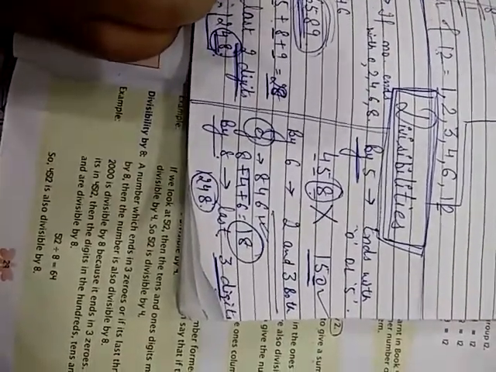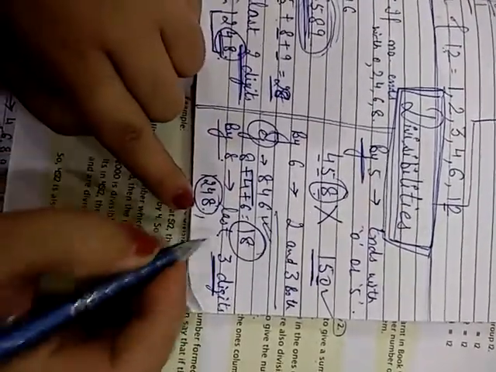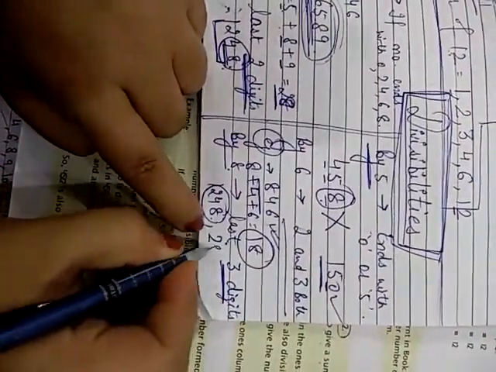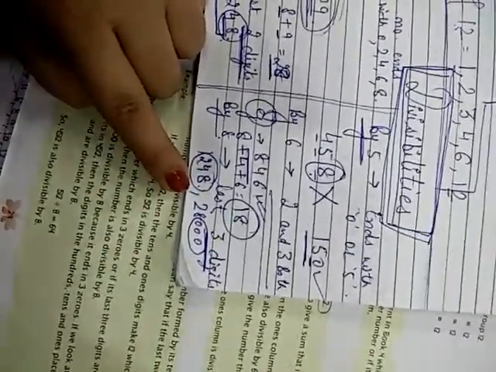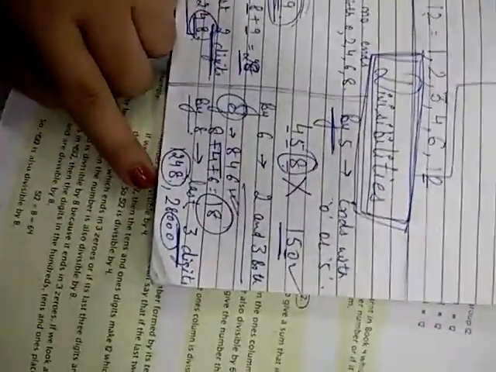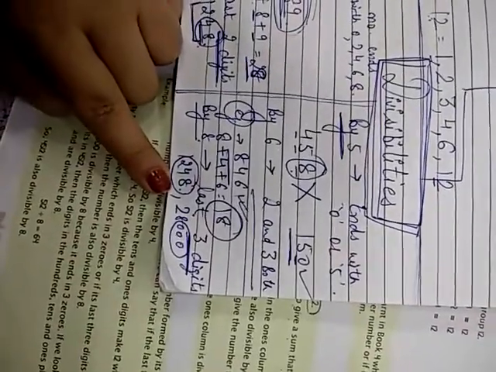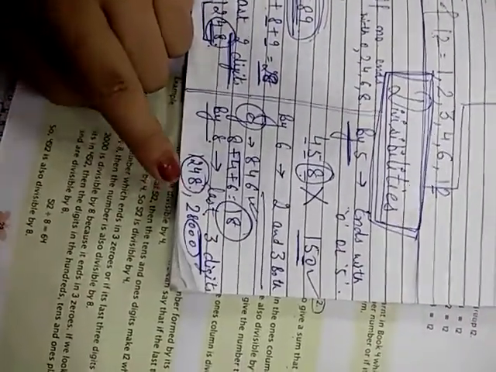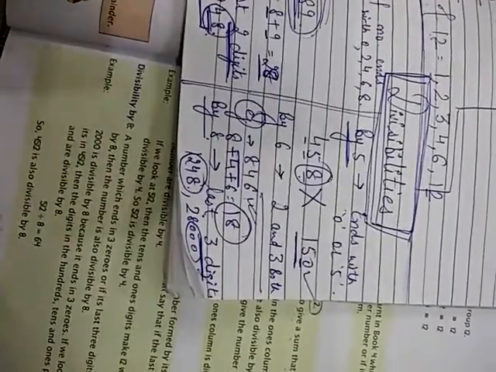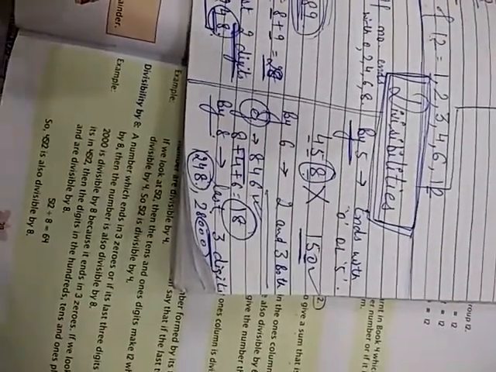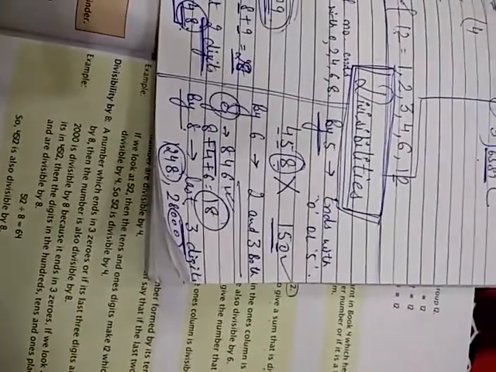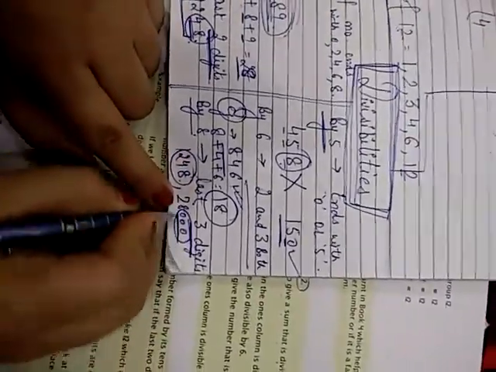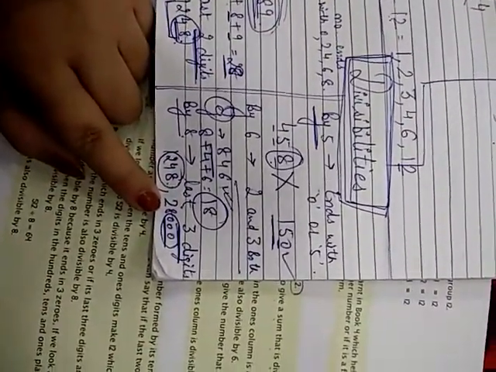One more thing. If the last 3 digits are zeros, then also it is divisible by 8. So what is the divisibility of 8? Either you will check whether the last 3 digits are divisible by 8 or not, or you will check if the last 3 digits are zeros, then also it is divisible by 8.